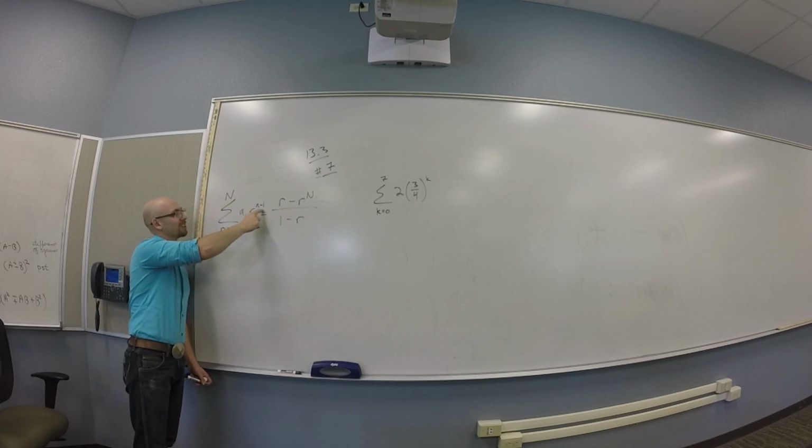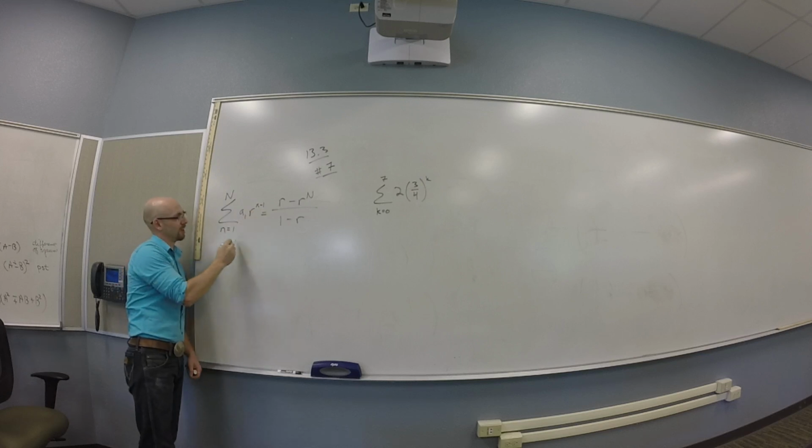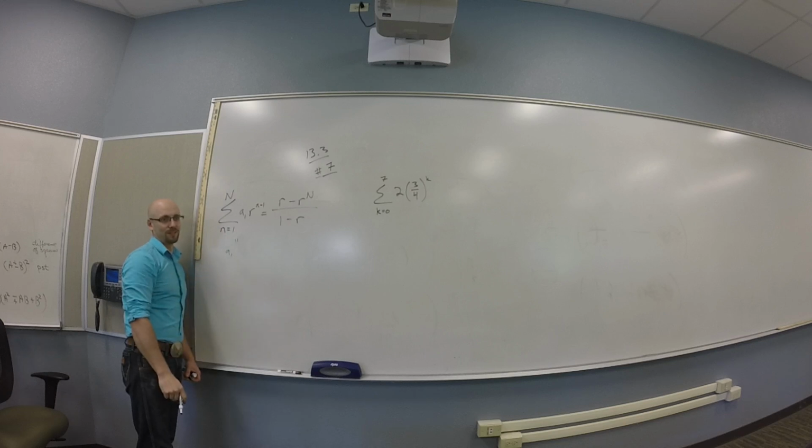Good, this was r to the n minus 1, right? So this thing starts with a1, right? You guys see that? Oh, and my formula is wrong. Formula's wrong. What did I screw up?